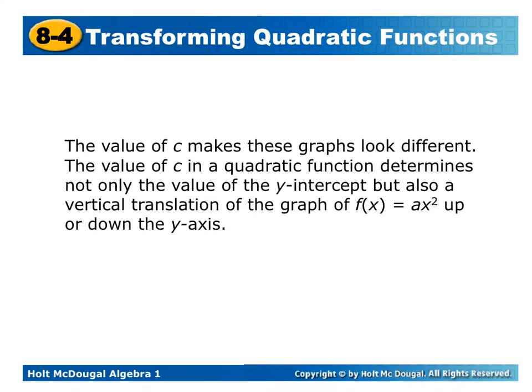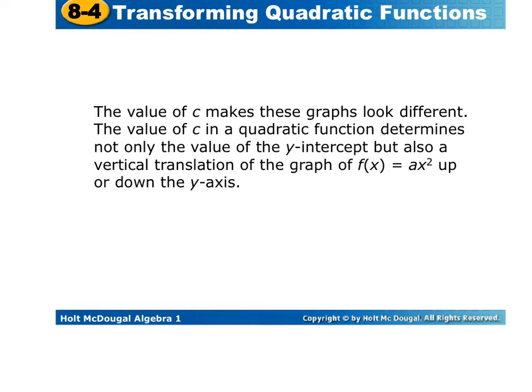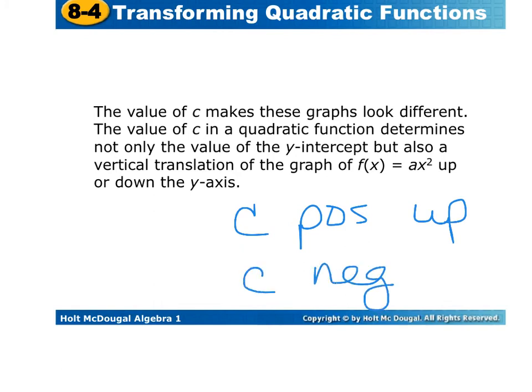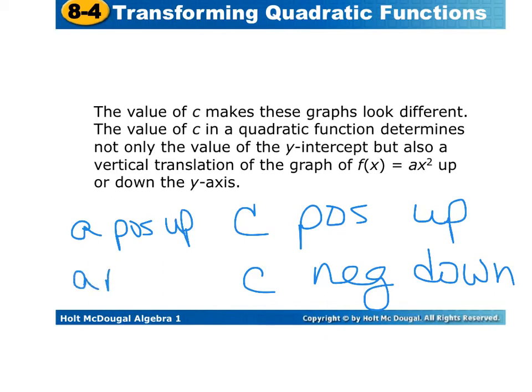Okay, so here, the value of c is making each one of those graphs look different. The value of c determines not only the value of the y-intercept, but it's also going to tell us up or down. So again, when c is positive, it's going up. When c is negative, it's going to go down. Sort of like with the a. Remember when a was positive, it was upward. When a was negative, it was downward. So the negative and the positive still tell you the same direction. It's just doing something differently to our graph.